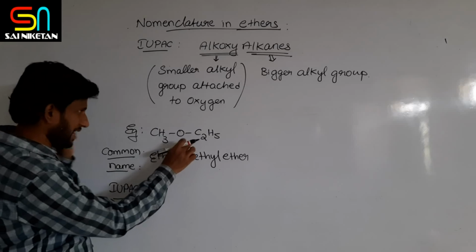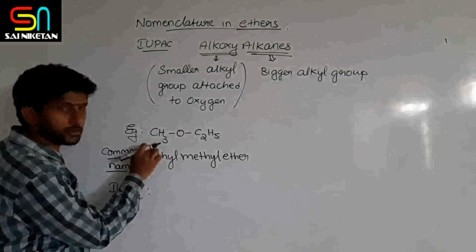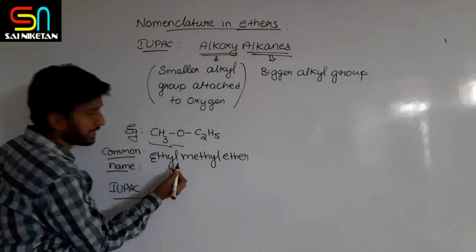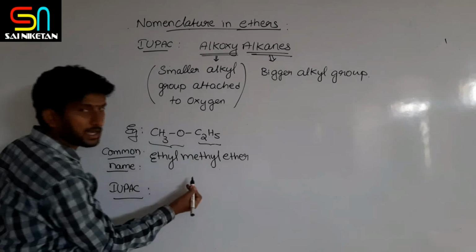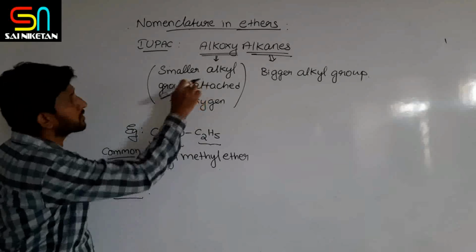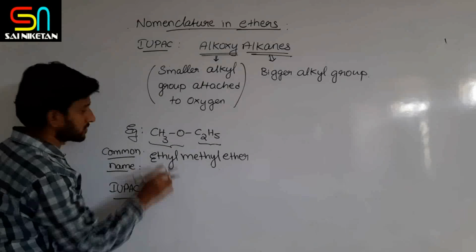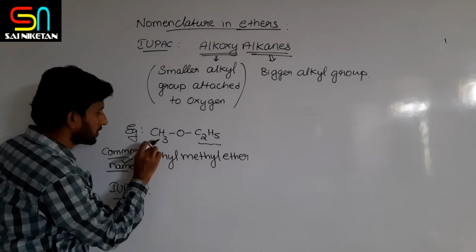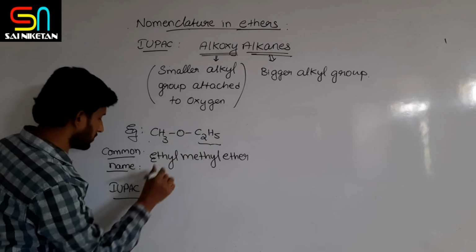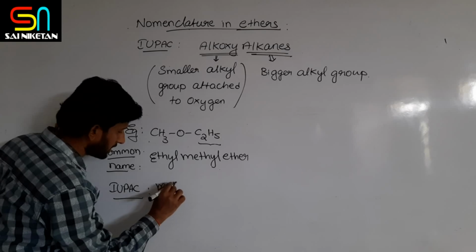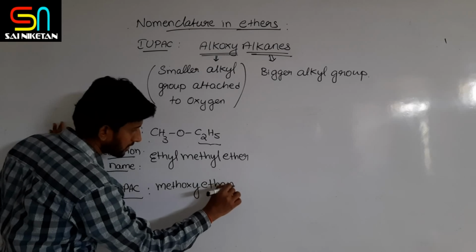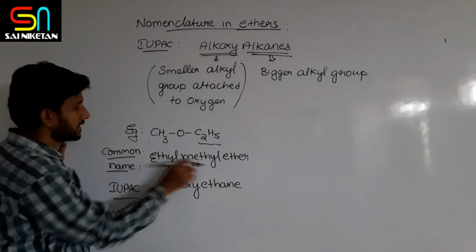And the IUPAC name of this compound is, here among ethyl and methyl, which is the smaller group? Methyl is the smaller group. So this is considered as alkoxy. This is considered as alkane because ethyl is the bigger chain, methyl is smaller. The smaller group should be called alkoxy, the bigger group alkane. Since it is methyl, you should call it methoxy. Since it is an ethyl group, it is ethane. So the IUPAC name of this compound is methoxy ethane.